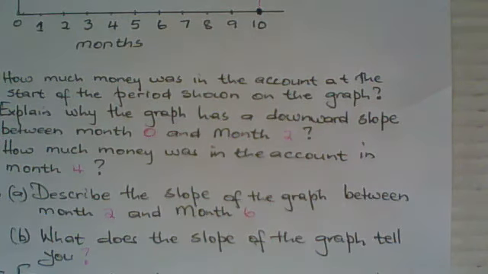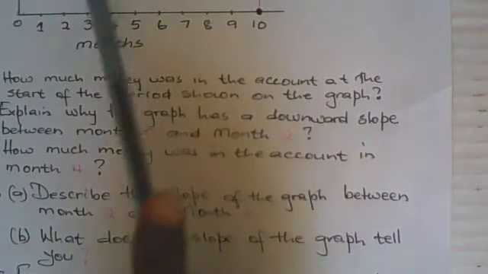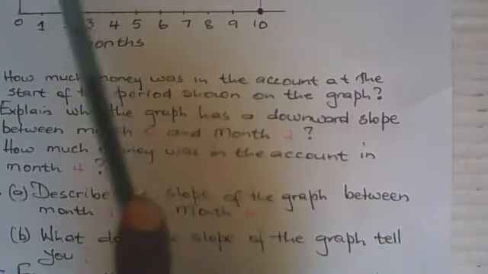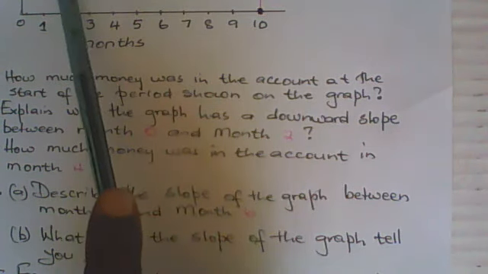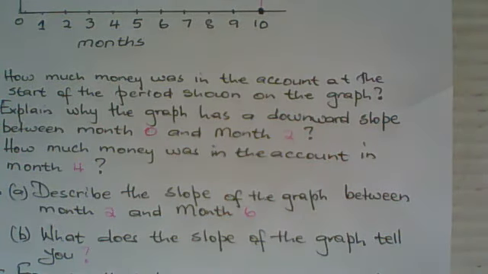Now, what does the slope of the graph tell you? If the slope was an increasing slope, that means the account holder deposited money. There was a deposit that was done, from here to there. How many deposits were done? It was from here, 1 and then 2. 2 deposits were done.